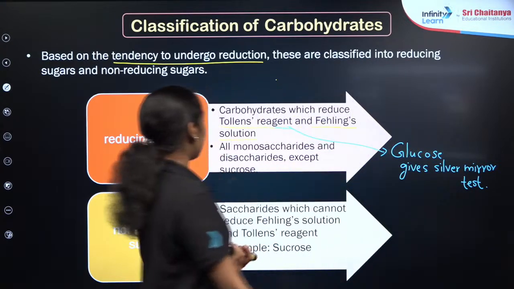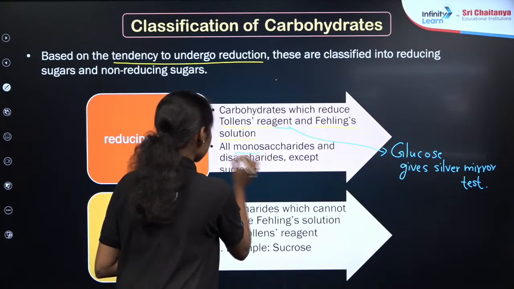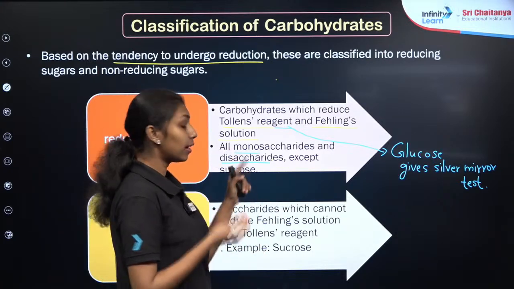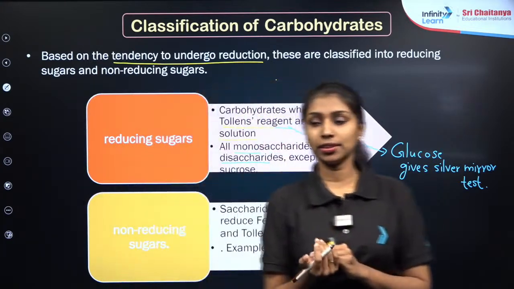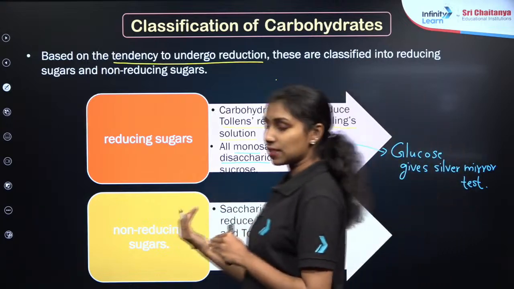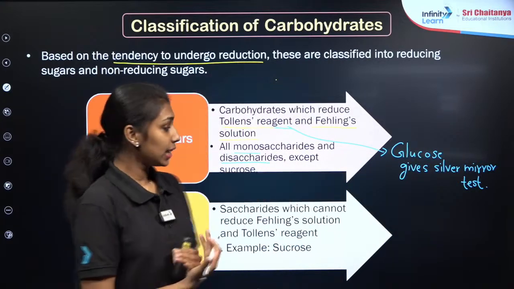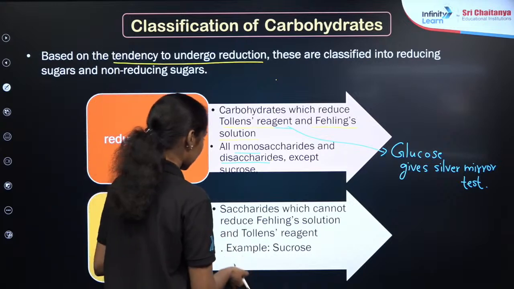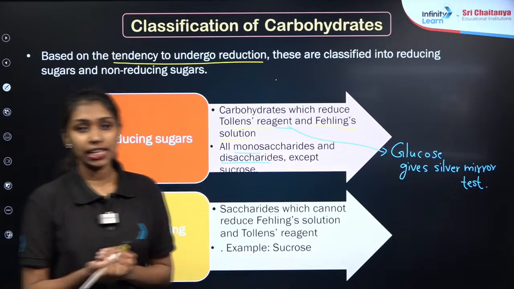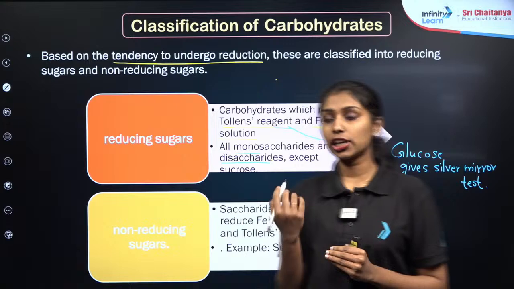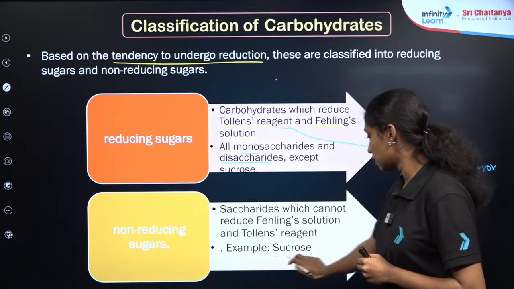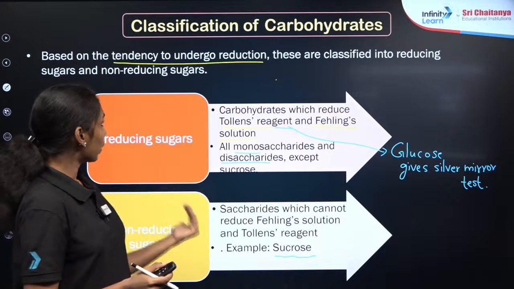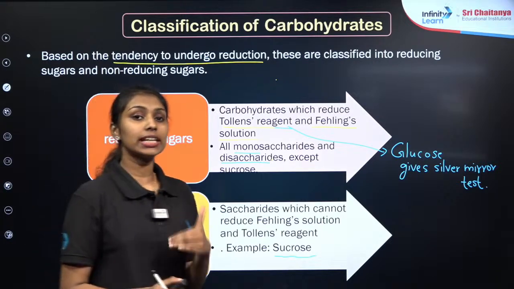Examples like all the monosaccharides and disaccharides except sucrose are the examples of reducing sugars. Then what about the non-reducing sugar? Whenever we are treating with the Tollens' reagent or the Fehling's reagent, it does not give any positive result. So we can say that they are non-reducing in nature. For example, sucrose. Clear? These are the second type of classification of carbohydrates based on their reduction properties.